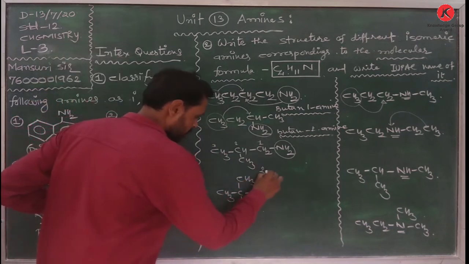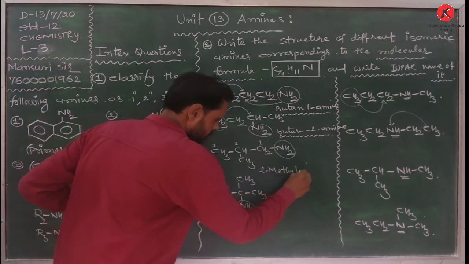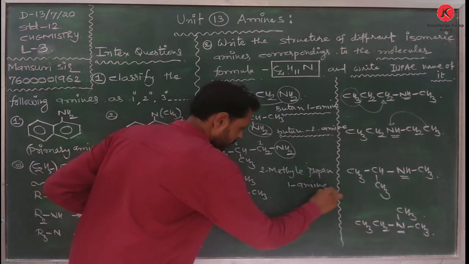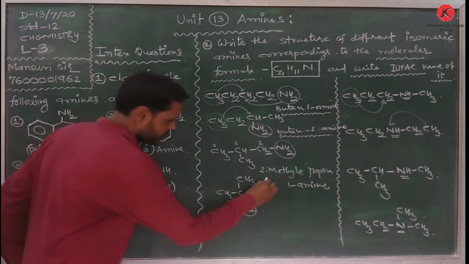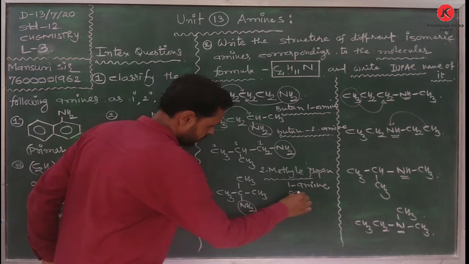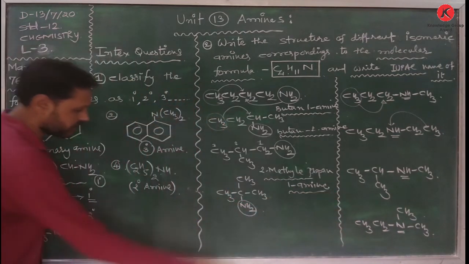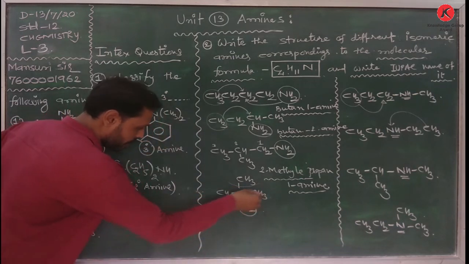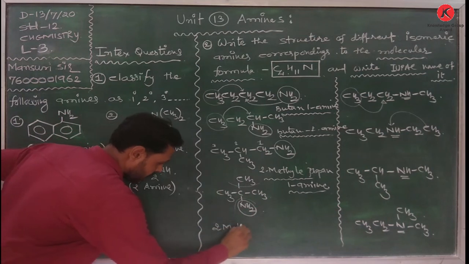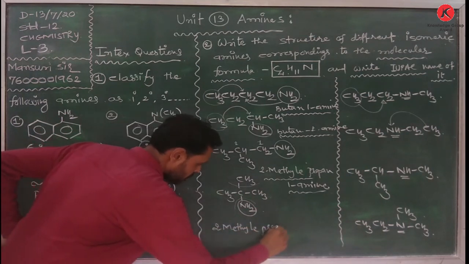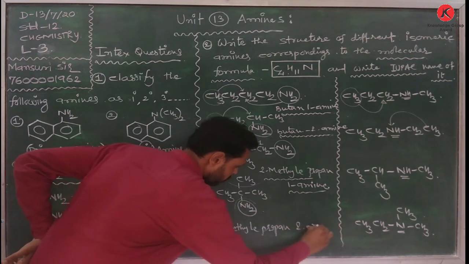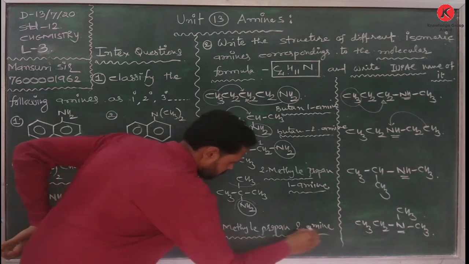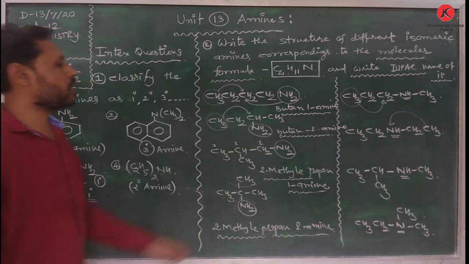2-methylpropane-1-amine. This is my third IUPAC name. Thereafter, the fourth. You can see this is methyl, this is amine, this is my propane. 2-methylpropane-2-amine. Right?